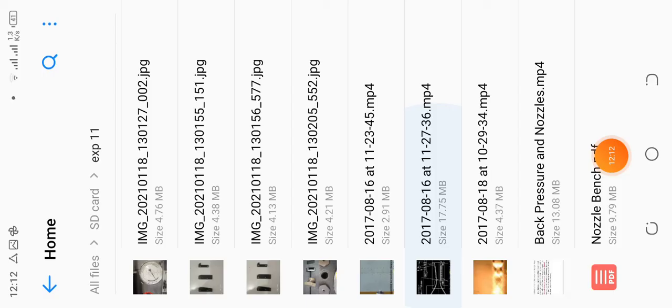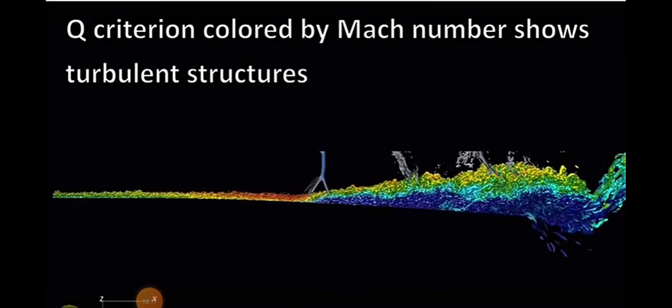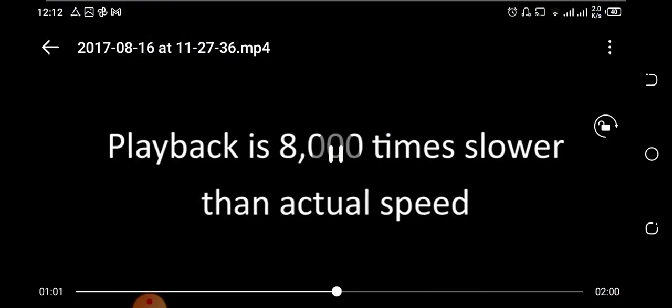To show off, this is the oblique shock wave. First, we have to show. Yes, in this picture, in order to save time, I just move.